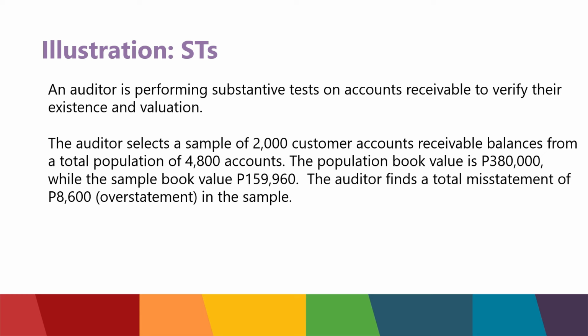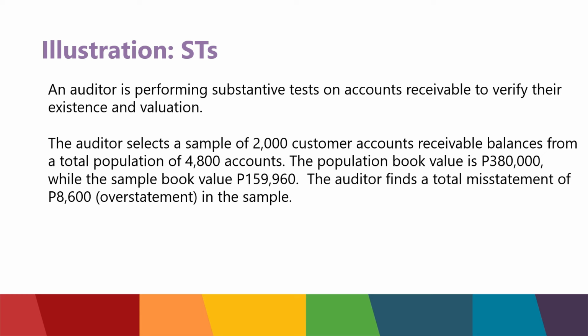Now the auditor selects a sample of 2,000 customer accounts receivable balances from a total population of 4,800 accounts. So, in terms of the number of customers, we have a total of 4,800. In terms of the sample size, we have 2,000 customers. The population book value is 380,000, while the sample book value is 159,960. Of course, when we refer to the book value, we're referring to the amount actually reflected in the books of the client. Now, the auditor finds a total misstatement of 8,600 in the sample.